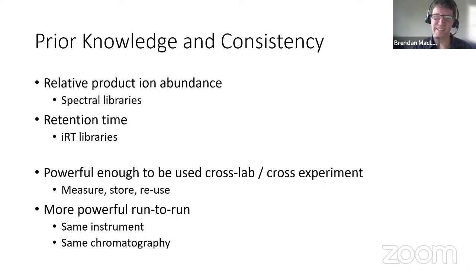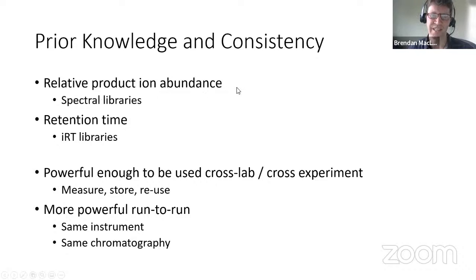Rudy Aebersold used to say we need to stop rediscovering our data every time, because frequently that's what we're doing. We have a FASTA file and we treat it like all we know about this data is that it could have anything in this FASTA file in it. And we search the data every time without using any prior knowledge, when actually we know that relative product ion abundance is highly consistent.